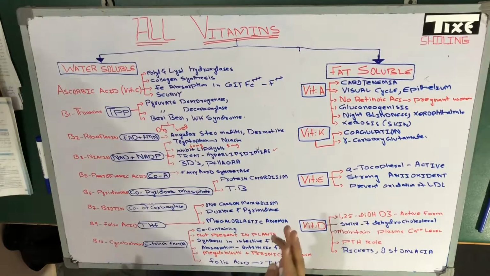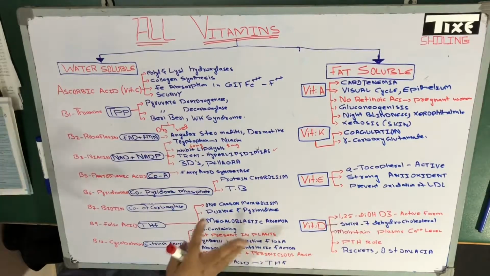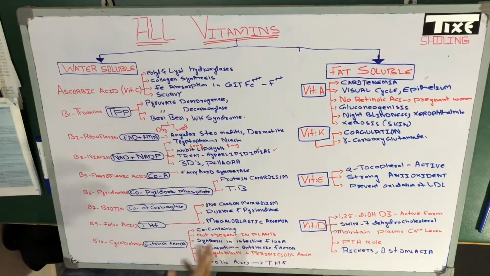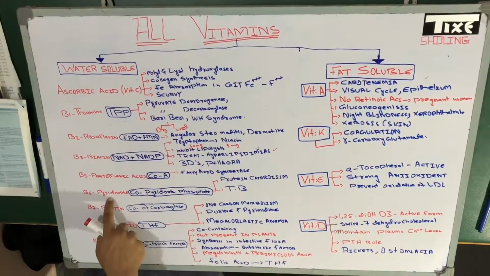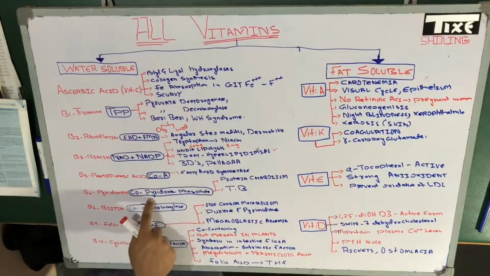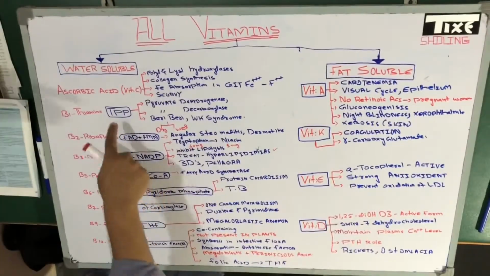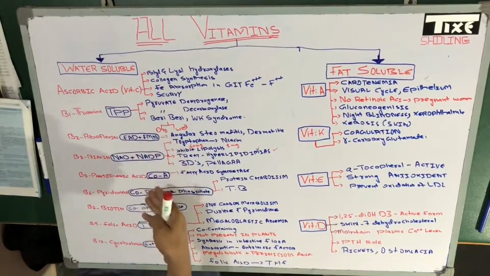Pyridoxine is a very interesting vitamin. Not that much, but it's kind of interesting. Pyridoxine is the B6 vitamin. It has different forms: pyridoxal, pyridoxamine, but the biologically active form, the coenzyme, is pyridoxal phosphate. Similarly, we have a coenzyme here, coenzyme here, coenzyme here. In the B vitamins, we are going to get all coenzymes.